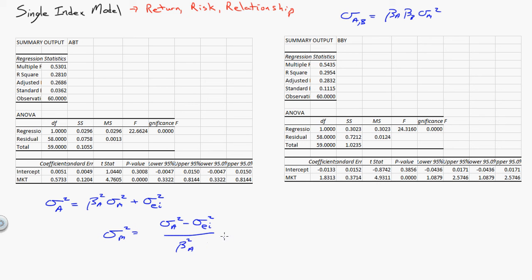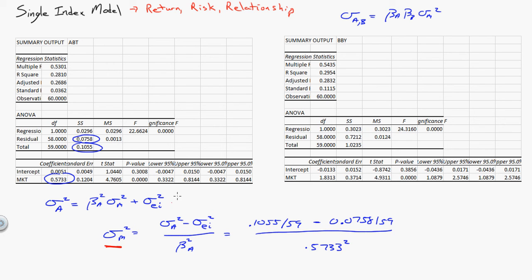So that's going to be equal to the total sum of squares, that's the total variance, is 0.1055 divided by 59, minus the residual, or the idiosyncratic portion, is here. That's 0.0758 divided by 59. Take this whole thing, divide by the beta squared. That's the beta squared, is 0.5733 squared, and that equals, again, the variance of the market.